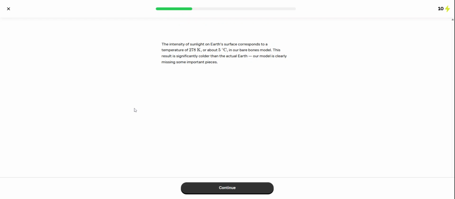The intensity of sunlight on Earth's surface corresponds to a temperature of 278 kelvins, or about 5 degrees Celsius, in our bare bones model. This result is significantly colder than the actual Earth, so our model is clearly missing some important pieces. Something we cannot determine yet, but we'll try to discover and figure that out more later in this exercise. Continue.